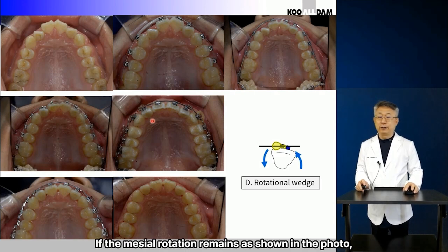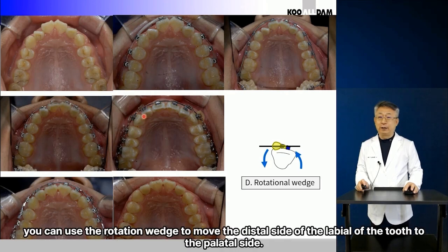If the mesial rotation remains as shown in the photo, you can use the rotation wedge to move the distal side of the labial of the tooth to the palatal side.